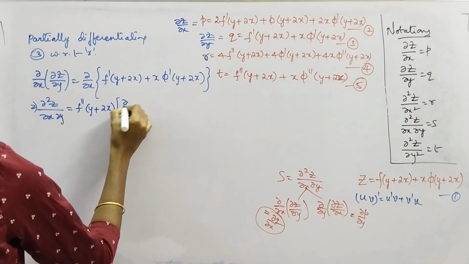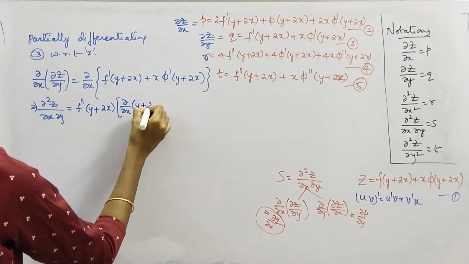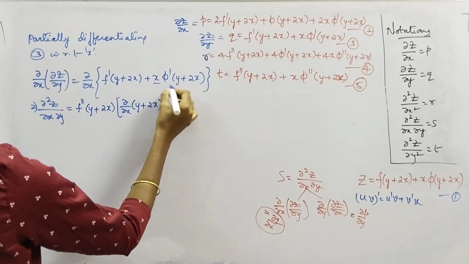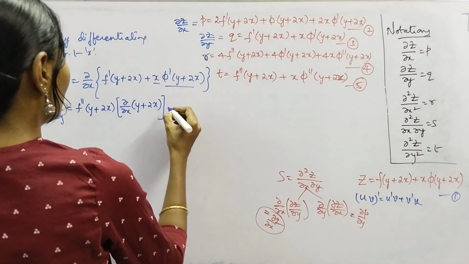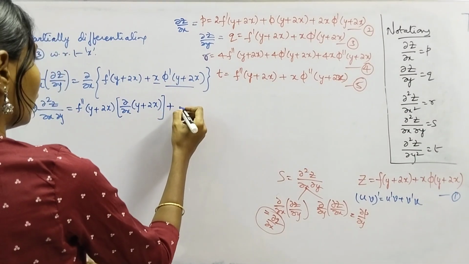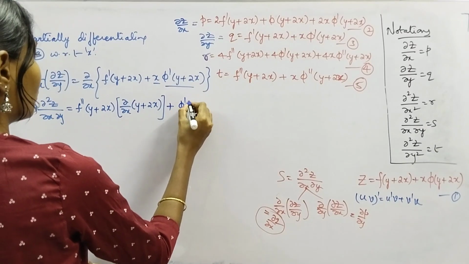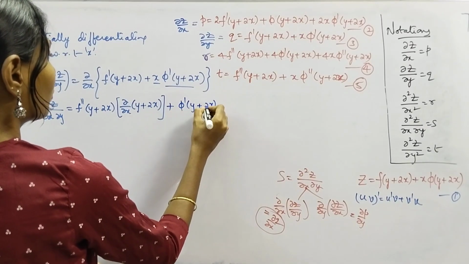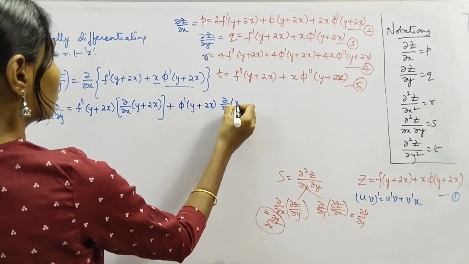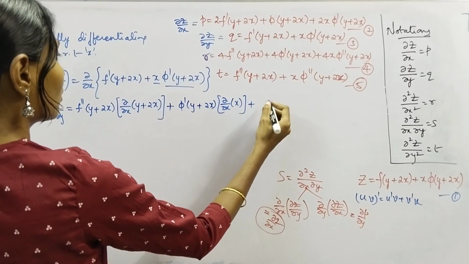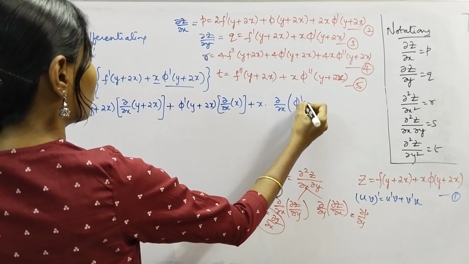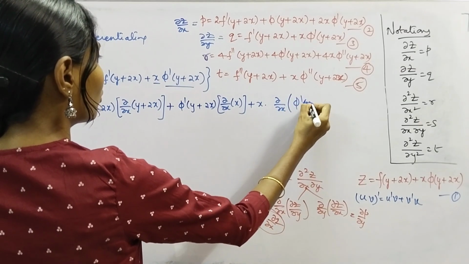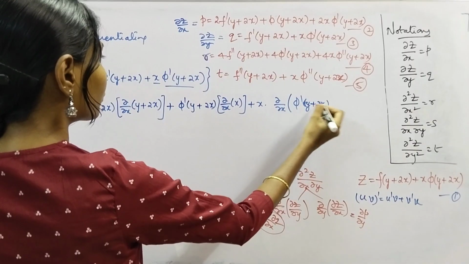into the inner derivative ∂/∂x of (y + 2x), plus, here you have two functions, x and φ'. So apply the uv whole dash formula: plus φ' into the derivative of x, that is ∂/∂x of x, plus x into ∂/∂x of φ' of (y + 2x).